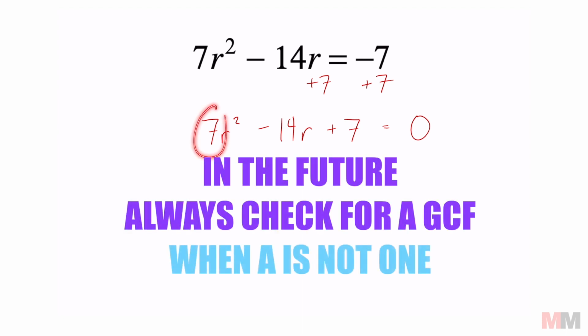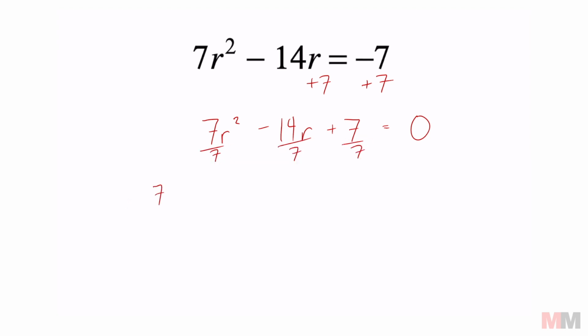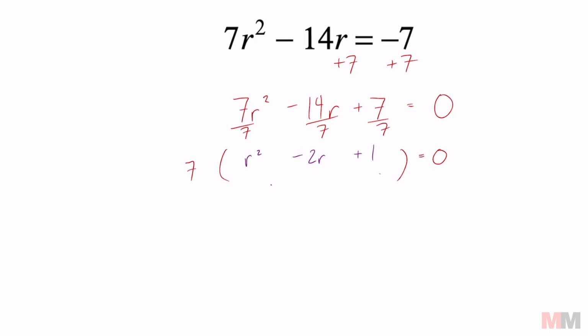If this a term is not 1, always check if all these terms have a common factor, which they do. They have a common factor of 7 because all of these are divisible by 7. So that's what we're going to write on the outside, and you're going to be left with r squared minus 2r plus 1. Once you've done that, all we have to do is factor this part.